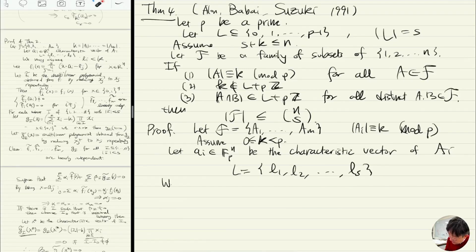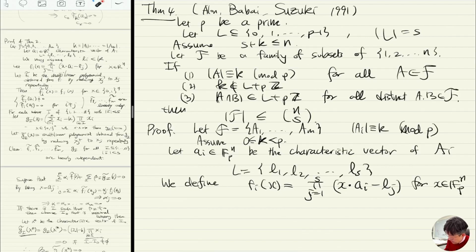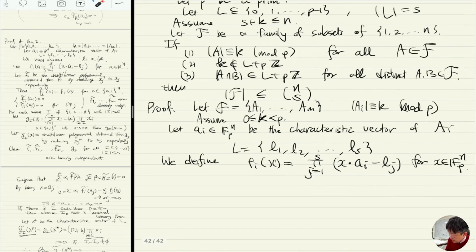All right. And then we define, like before, f_i of x to be the product from j equals 1 up to s of x dot v_i minus l_j, for x in F_p to the n. Right? It's the same.